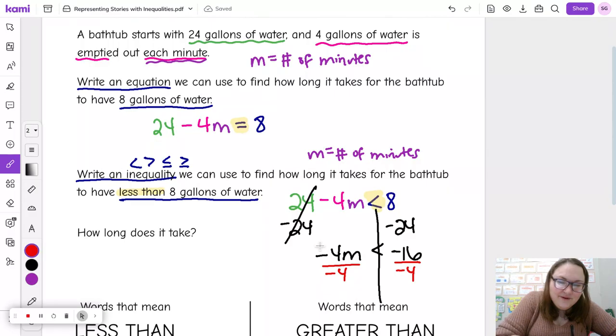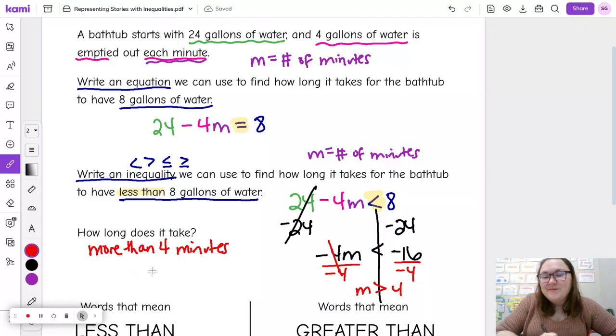And then using what I learned yesterday, I just divided by a negative number, so I know my inequality sign changes. It changes from less than to greater than. So m is greater than negative 16 divided by negative 4, which is positive 4. How long does it take? We can say more than 4 minutes. More than 4 minutes, after 4 minutes, the number of minutes is greater than 4. Lots of different ways you can say that last part.